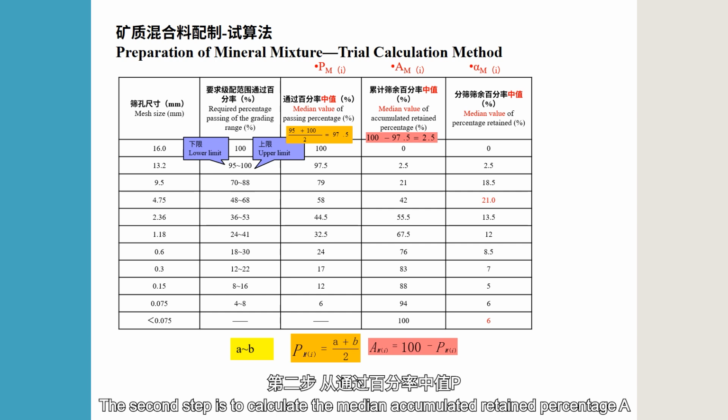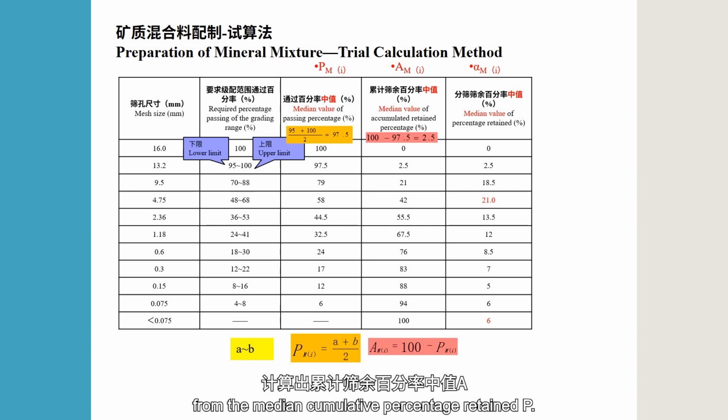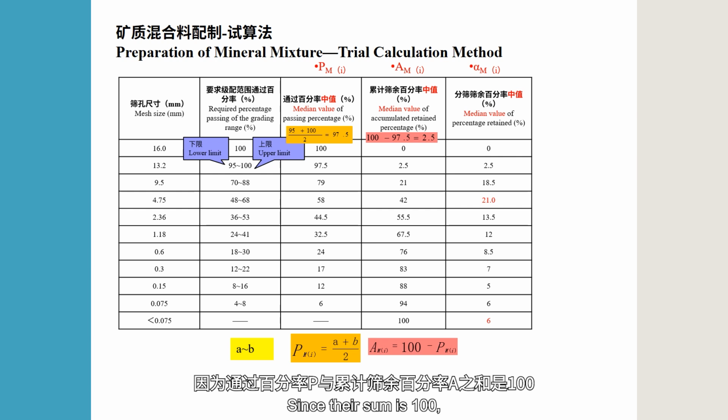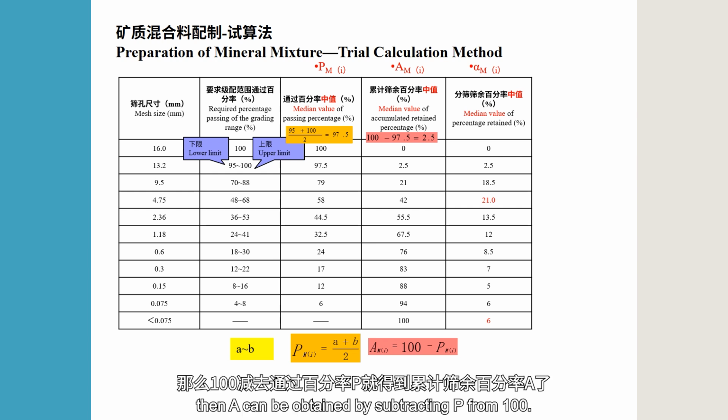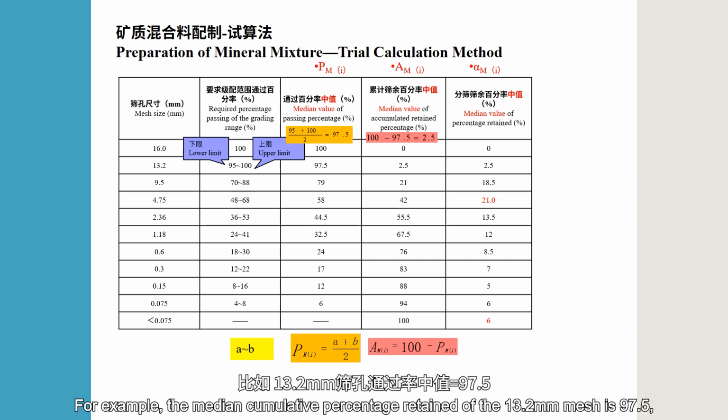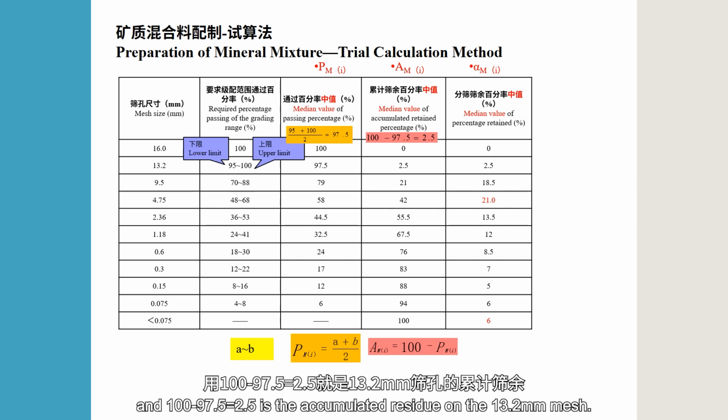The second step is to calculate the median accumulated retained percentage A from the median cumulative percentage retained P. Since their sum is 100, A can be obtained by subtracting P from 100. For example, the median cumulative percentage retained of the 13.2 mm mesh is 97.5, and 100 minus 97.5 equals 2.5, which is the accumulated residue of the 13.2 mm mesh.